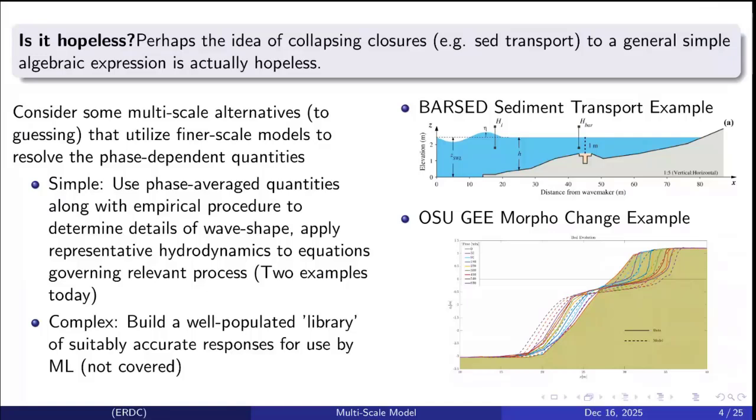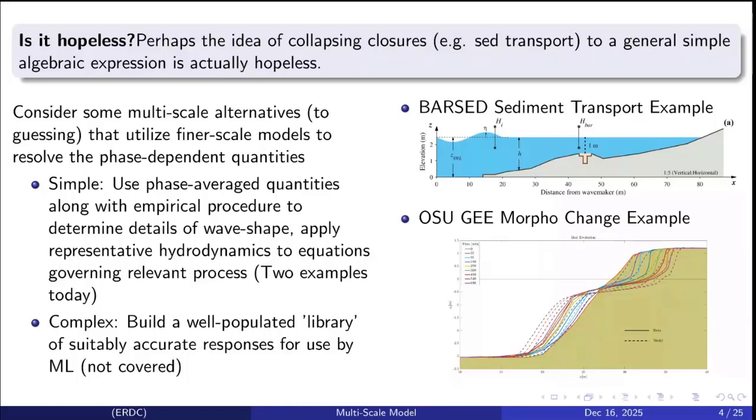And when it comes to models like XBeach or SHORECIRC, these phase-averaged technologies, when you actually try and make these process-based estimates, thus far they've been based on pretty much guesses. And so the question is, is it hopeless? And perhaps the idea of collapsing these closures, like in the cross-shore sediment transport, to a simple algebraic expression is actually hopeless. Now, the multiscale is another option, and I'll talk about that in a second.